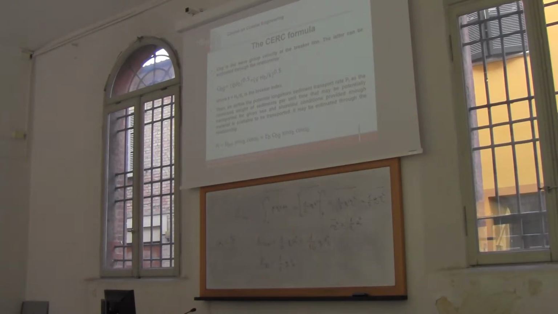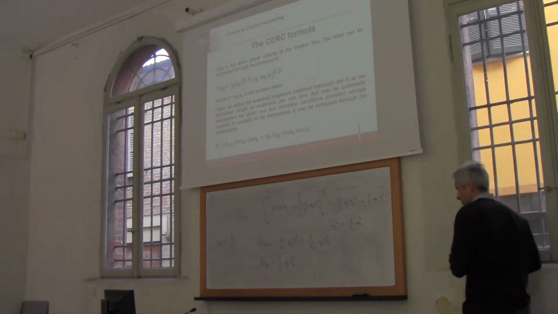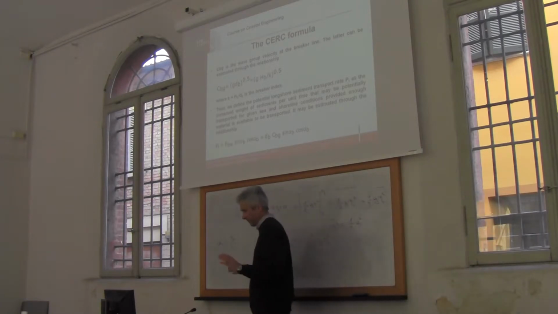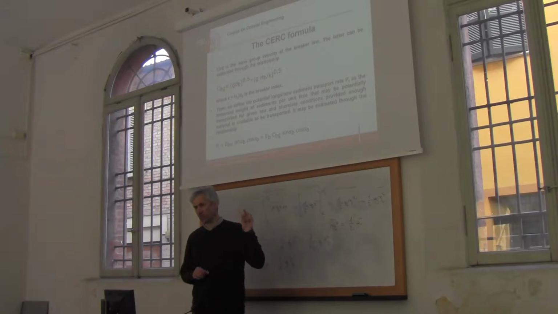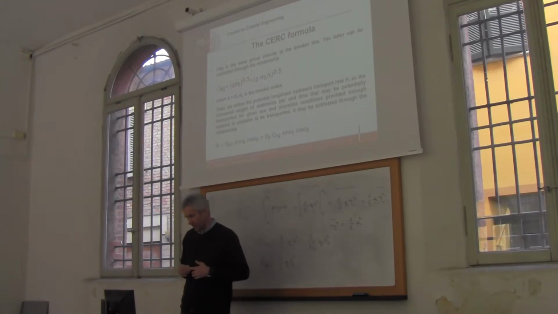So, as I said, we need to multiply the energy density per unit area by the group velocity. The group velocity can be estimated through the relationship that you see there. I'm not sure whether you already saw it with Professor Archetti.